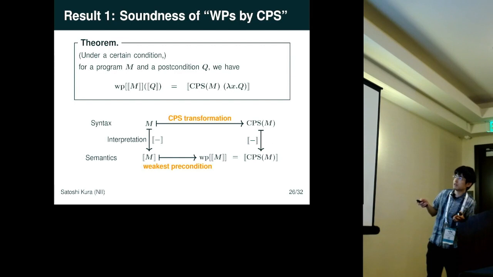So this basically says that the CPS transformation and the generic weakest precondition are equal up to interpretations. And so we can compute the generic weakest precondition syntactically using a CPS transformation. A nice thing about our main theorem is that it is so general that we can apply it to several interesting examples. So this leads to the second half of our result.